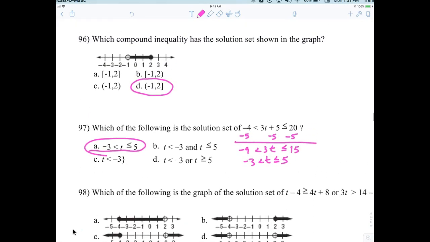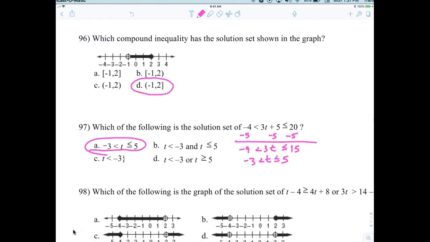We just did 96. We did number 96 and then went back up to 95. So the bracket, solid means including. The bracket means including. You hear me? And then the open means not.